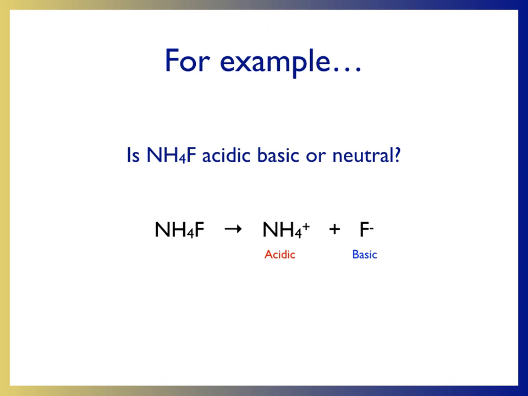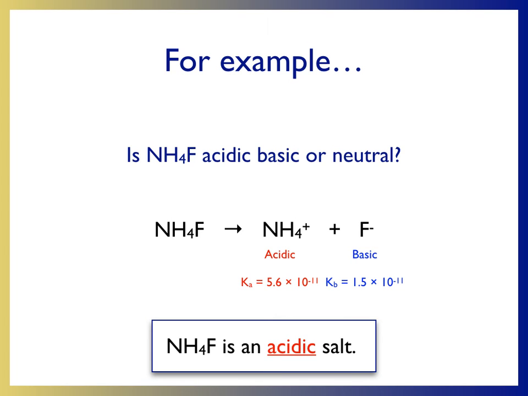We can look up the Ka and Kb for the ammonium ion and the fluoride ion respectively. For ammonium, the Ka is 5.6 times 10 to the minus 11, and for fluoride, the Kb is 1.5 times 10 to the minus 11. Comparing these two numbers, the Ka for ammonium is slightly bigger. This means that ammonium fluoride is an acidic salt. We could calculate the pH of the salt, but that's beyond the scope of this course.